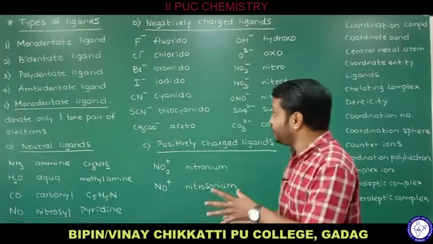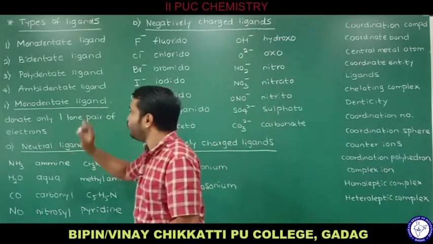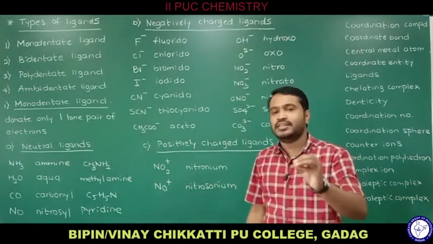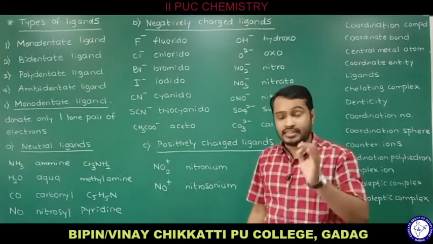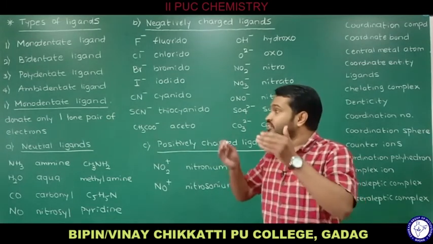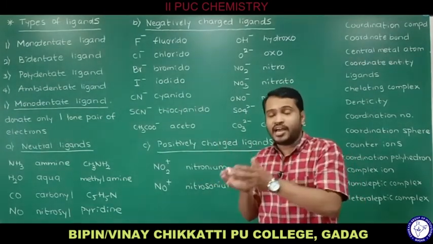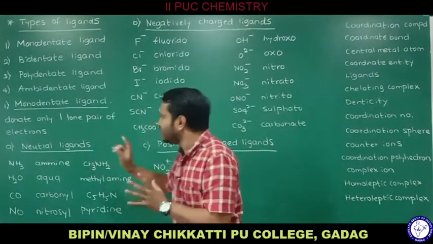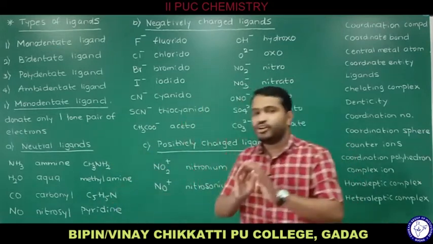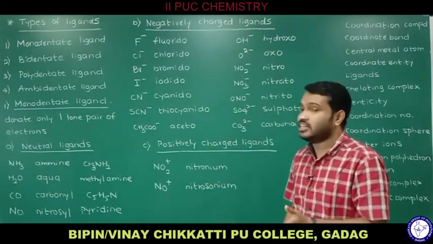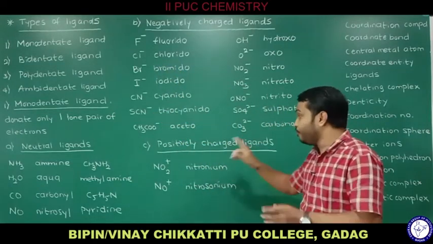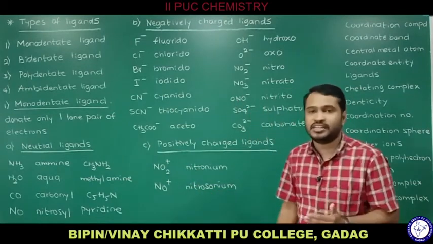So three classifications I made under the concept of a monodentate ligand. Remember, all these ligands I mentioned are Lewis bases, and they are going to donate one lone pair of electrons to the central metal atom based on the charge. As I said, ligands may be ions or molecules. Based on that, we have neutral ligands, negatively charged ligands, and positively charged ligands. Neutral ligands don't have any charge, whereas negatively charged ligands are some 1 minus and some 2 minus, and positively charged ligands have a charge of plus 1.